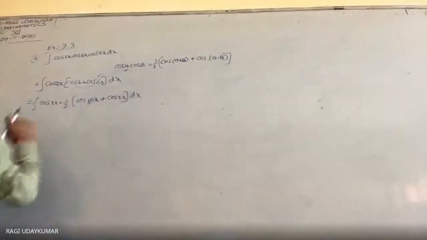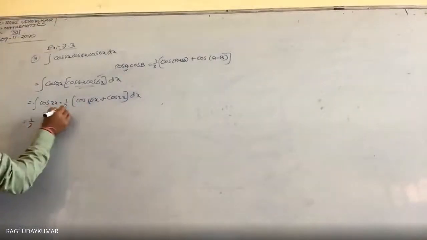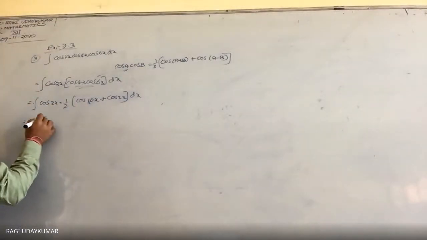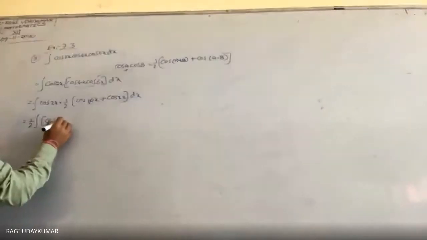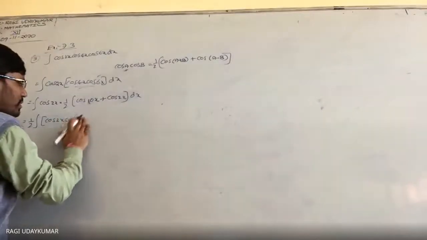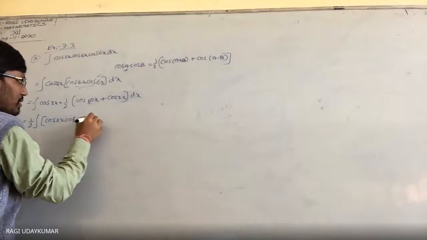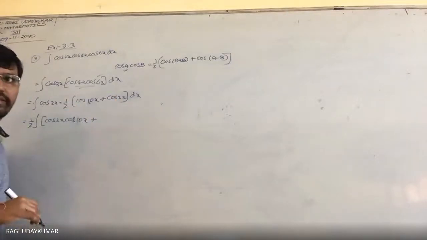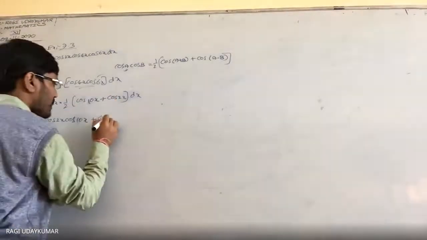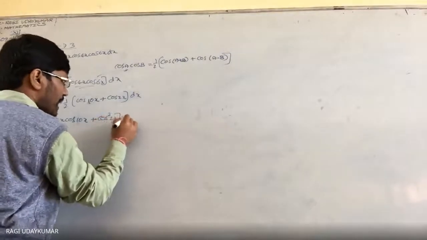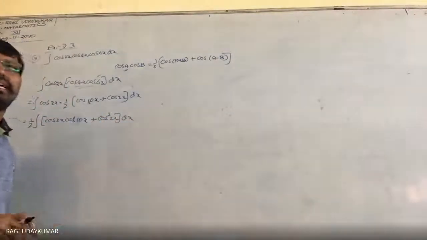Now multiply cos 2x inside. So 1 by 2 comes outside. Integration of, inside, cos 2x into cos 6x. Sorry, cos 10x plus cos 2x into cos 2x, cos square 2x. Completely trigonometry only will be there here.